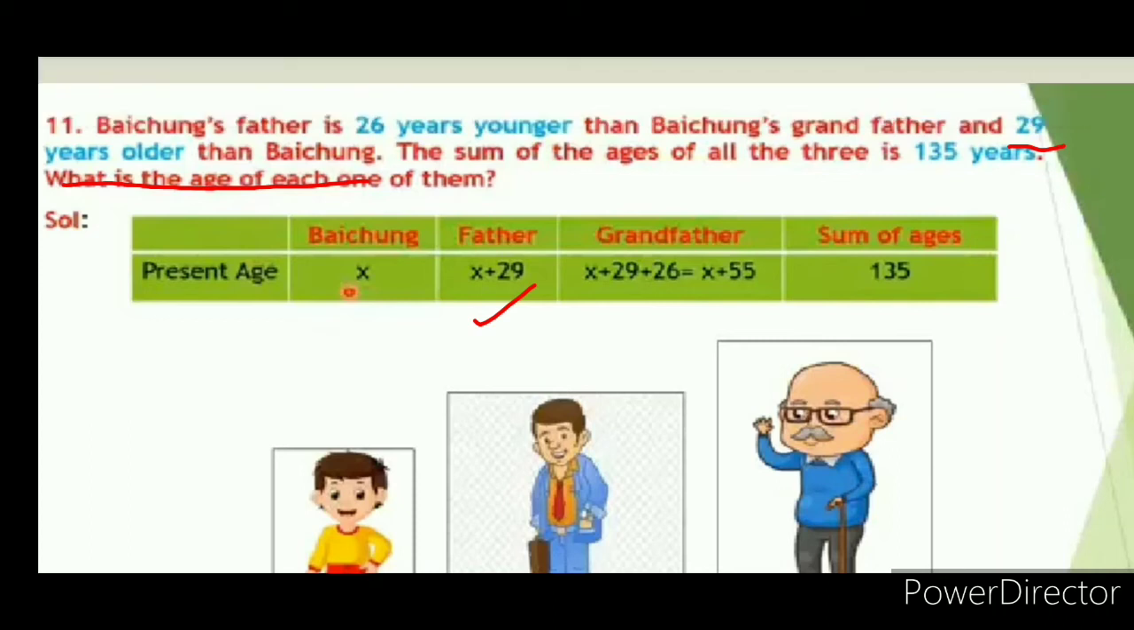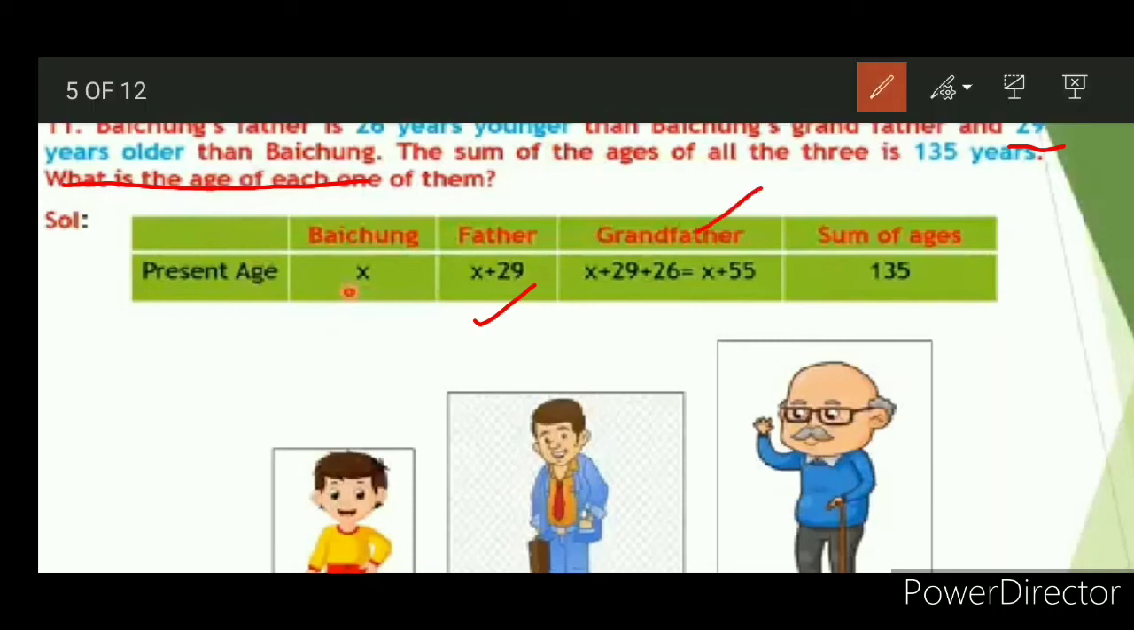Next, to write the grandfather's age, look at the first sentence. Baijung's father is 26 years younger than Baijung's grandfather. So, this grandfather's age we should write using Baijung's father's age. In the question what is given? 26 years younger than Baijung's grandfather. It means grandfather's age is 26 years more than Baijung's father.